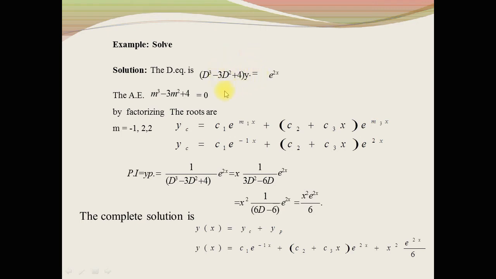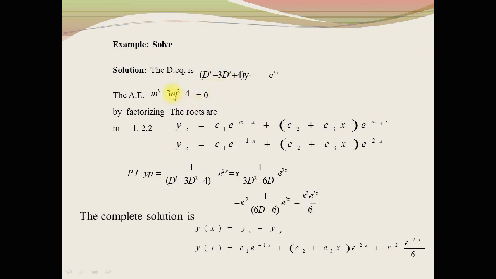For the complementary solution, take the homogeneous part. The homogeneous part means (D^3 - 3D^2 + 4)y = 0. So for the homogeneous part, use the auxiliary equation. The auxiliary equation is m^3 - 3m^2 + 4 = 0. y = 0 is a trivial solution for the homogeneous part. Now to find the non-trivial solution for this homogeneous part, m^3 - 3m^2 + 4 = 0.